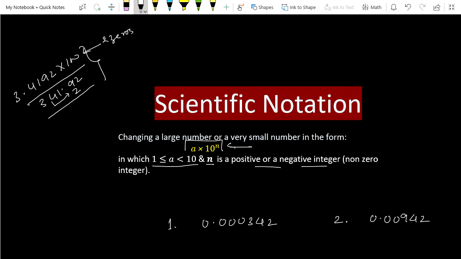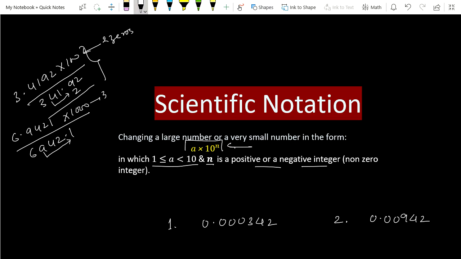Let's see another example. The example is 6.9421. If it is multiplied by 1000, we are finding the result is 6942.1. Here we are finding the decimal is shifted towards right side 3 places. So what is the key? 1000 contains 3 zeros. That's why the decimal shifted towards right side 3 places.